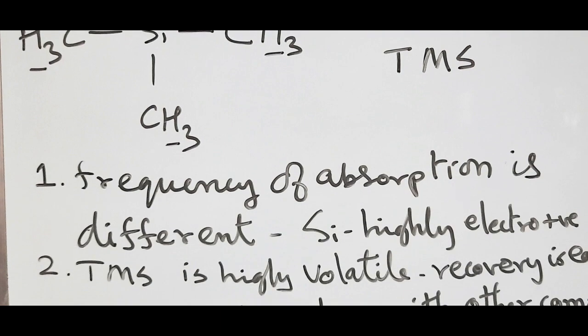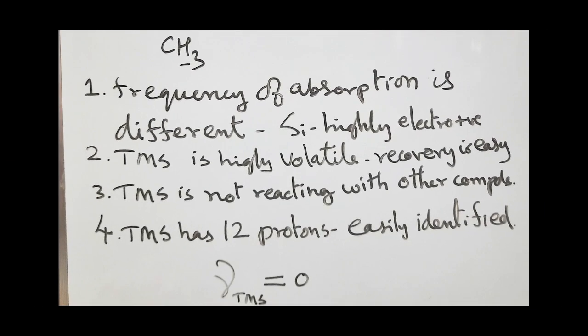So tetramethylsilane is the reference compound. Tetramethylsilane is chosen as the reference compound for various reasons. Let us see the reasons one by one. I told you that silicon is in the family of carbon. Carbon is electropositive, we know that. The next member is silicon. Silicon is also electropositive, and the electropositivity of silicon is more than carbon.